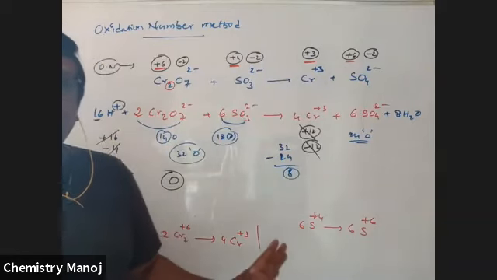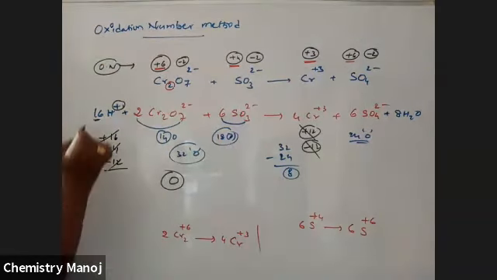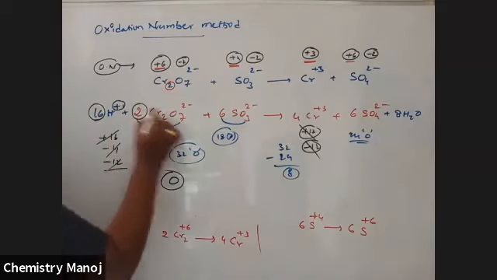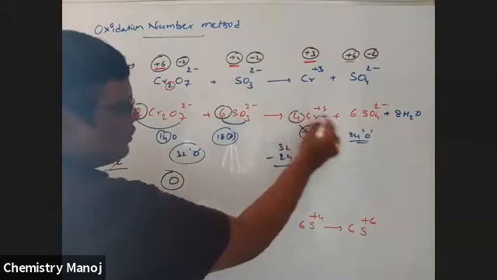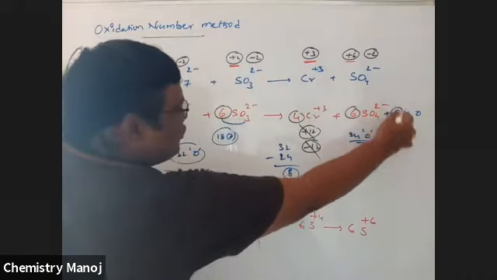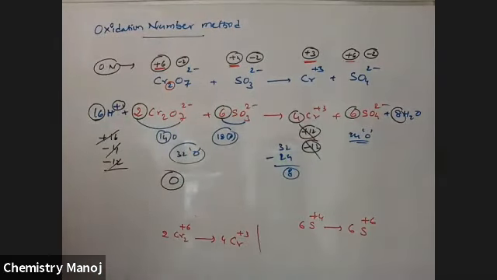Next, in all these coefficients, 16, 2, 6, 4, 6, 8, the common factor is 2. Divide the entire equation by 2. That is the simplified equation.